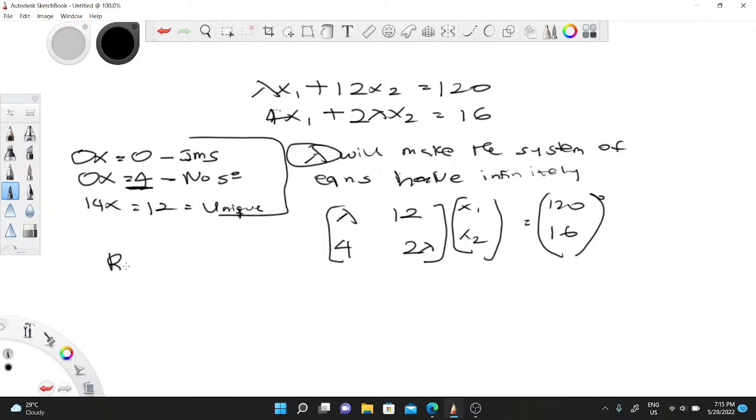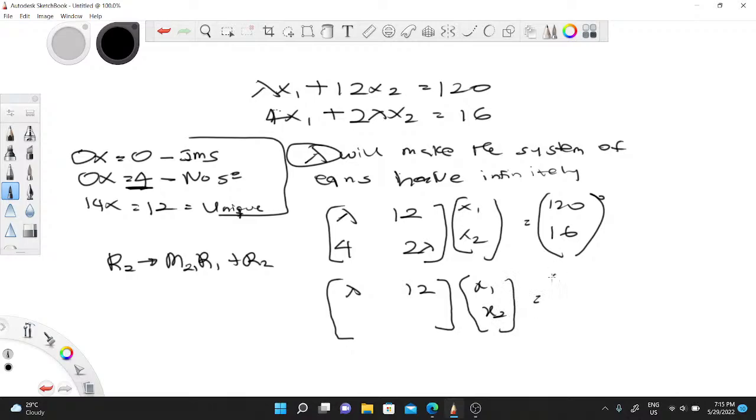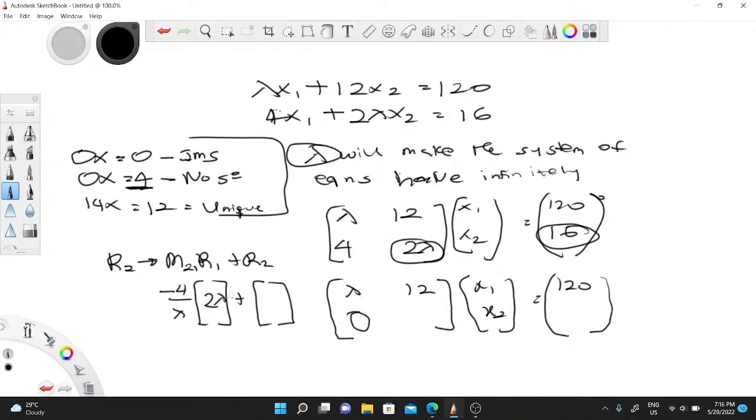We'll go naive Gaussian, using M21, R1 plus R2, to find out what our upper triangular matrix will be. And for an upper triangular matrix, the pivot rule doesn't really change. It will never change, so we can write this and still be in the right. So we have lambda being negative 4 on lambda times the entire R1 plus entire R2. Since this will get to 0, we can just focus on this one and this.